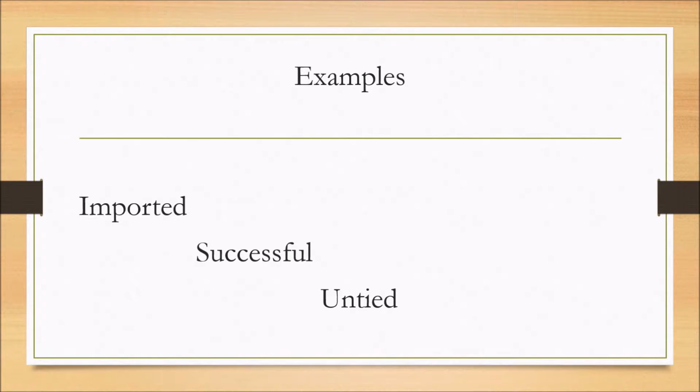Imported. Import is a free and lexical morpheme, and the ed is bound and inflectional. Successful. Success is free and lexical, and full is bound and derivational. Untied. Un is bound and derivational, and the ed in untied is bound and inflectional, but there's also tie in the middle, which is free and lexical.